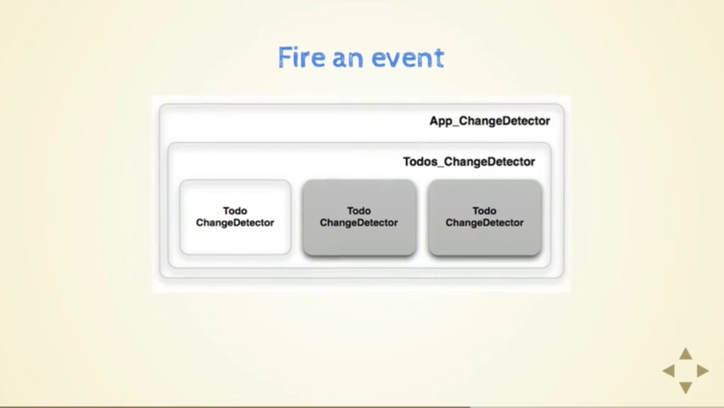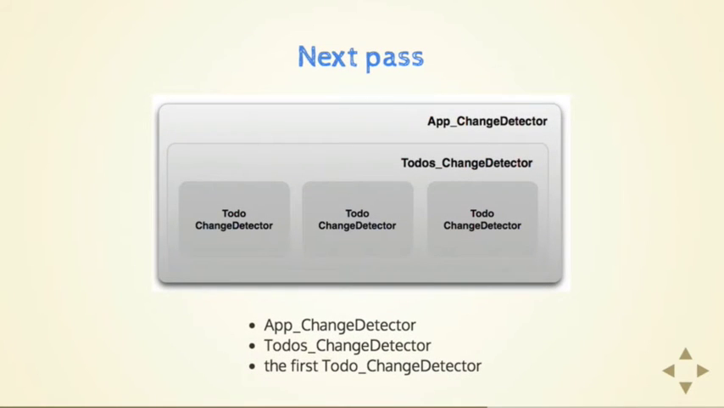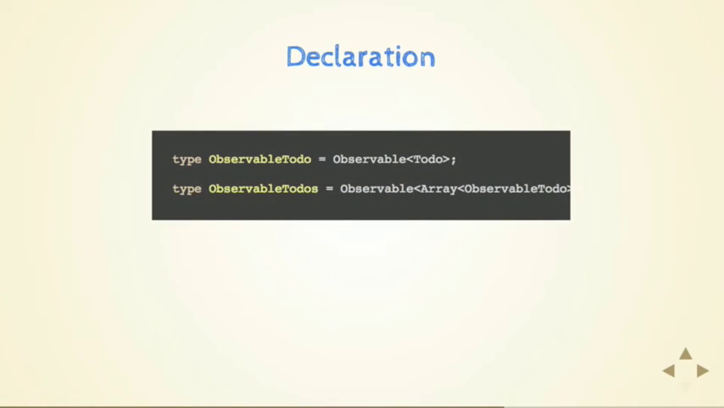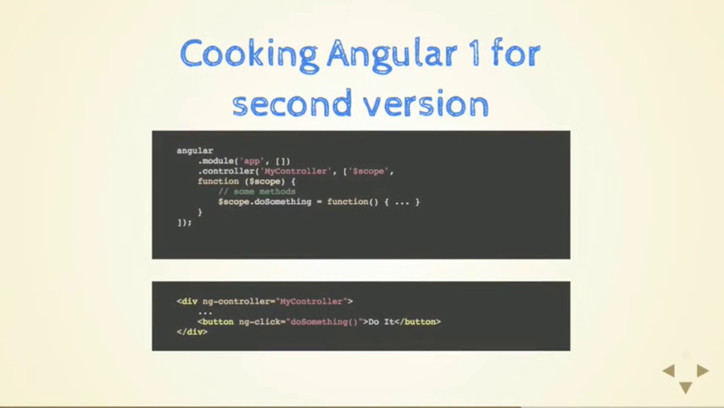Let's say the first change detector finds changes, and after that the application checks the whole tree for all changes. After that, again, not the whole tree, just the path from the upper change detector to the one changed leaf inside the change detectors tree. For using observable objects, we should use some specific observable object from Angular.